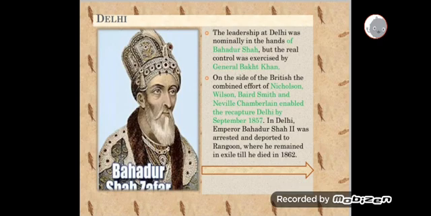Bahadur Shah Zafar. The leadership at Delhi was nominally in the hand of Bahadur Shah, but the real control was exercised by General Bakht Khan. On the side of the British, the combined effort of Nicholson, Wilson, Barrett Smith and Neville enabled the recapture of Delhi by September 1857. In Delhi, Emperor Bahadur Shah II was arrested and deported to Rangoon, where he remained in exile till he died in 1862.